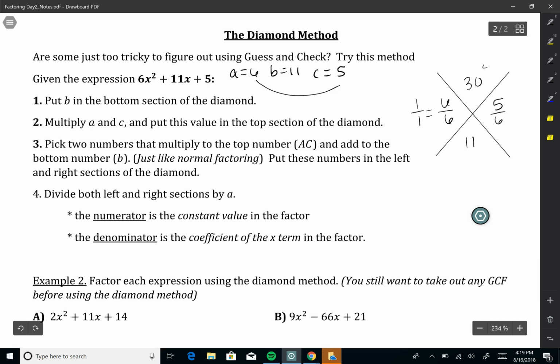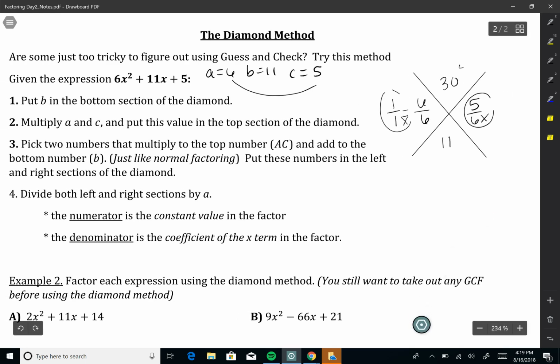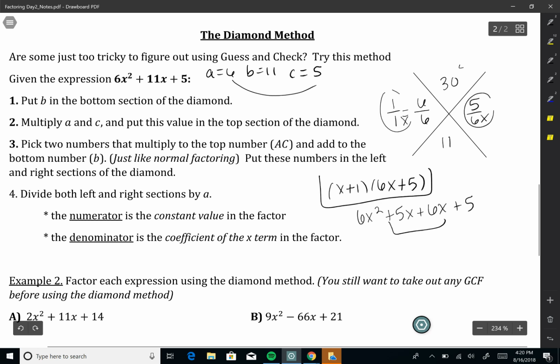And what these give us are actually our factors. The denominator gives us our x term, and the numerator gives us our constant. So this should factor. What we should get is x plus 1 times 6x plus 5. So when we check that, that's going to be x times 6x is 6x squared, x times 5 is 5x, 1 times 6x is 6x, and 1 times 5 is 5. And sure enough, 5x plus 6x does get our b term of 11x. So there we have it.